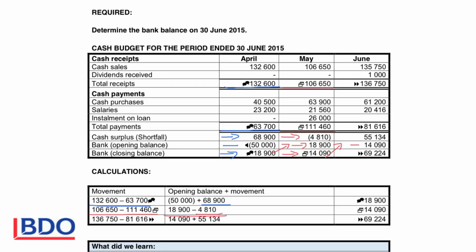If we look at the third month, the money received was 136,750. The money paid out was 81,616. So if I deduct the two figures from each other, it will give me a difference of 55,134. That means that we've got a surplus again of 55,134.